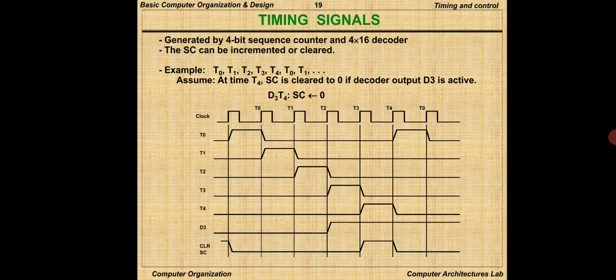Okay, now if you see these timing diagrams, there are different clock pulses. The first clock pulse is the T0 timing state, the second clock pulse is the T1 timing state, the third clock pulse is the T2 timing state, the next clock pulse is T3, and the next clock pulse is the T4 timing state. Later on it should come back to the initial timing state, that is, T0.